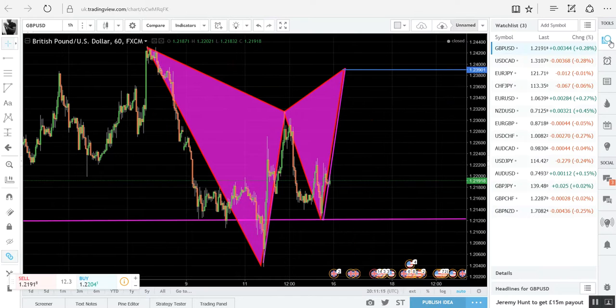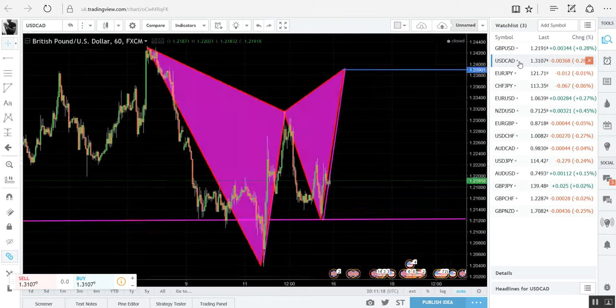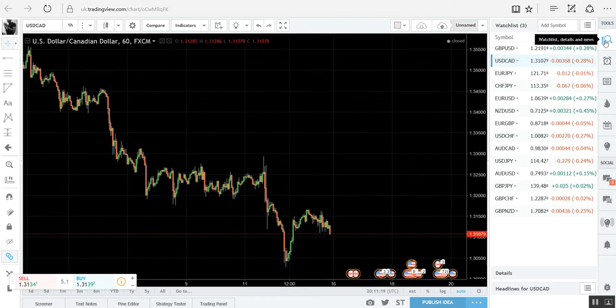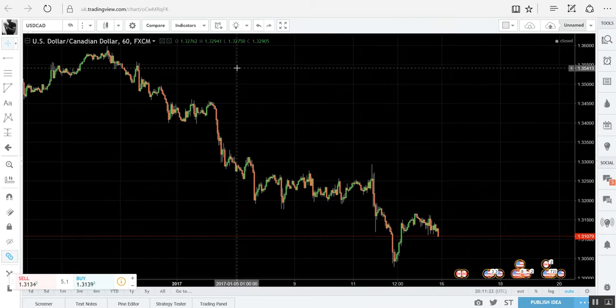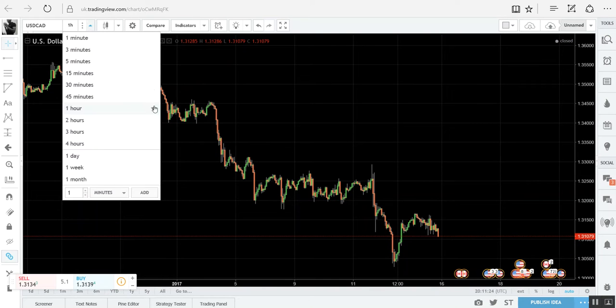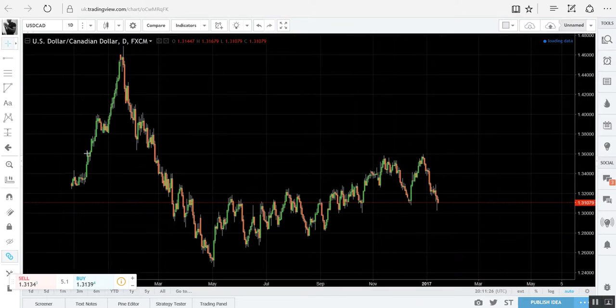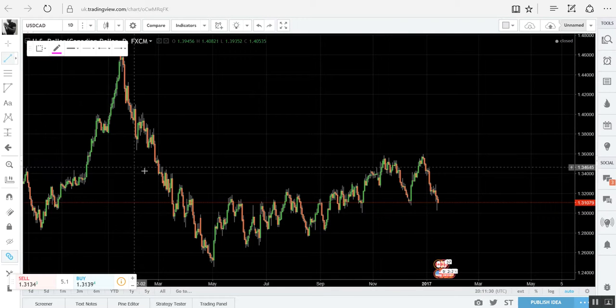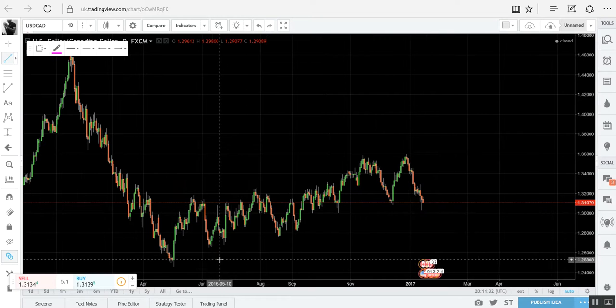So anyway, moving on to the next currency pair that I want to go over with you guys, the US dollar against Canada. Now this is not an advanced pattern. This is more like purely structure trading. But you're going to have to be very cautious when you're taking this trade.